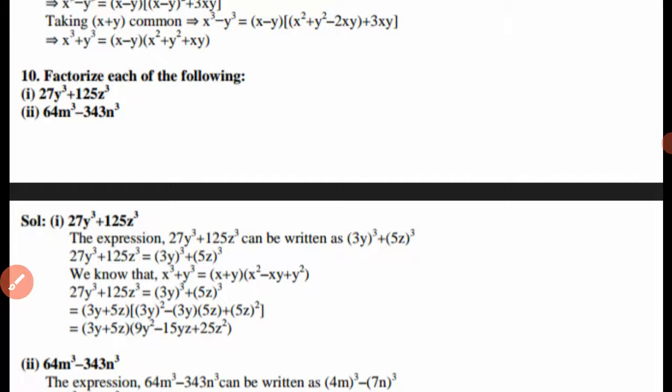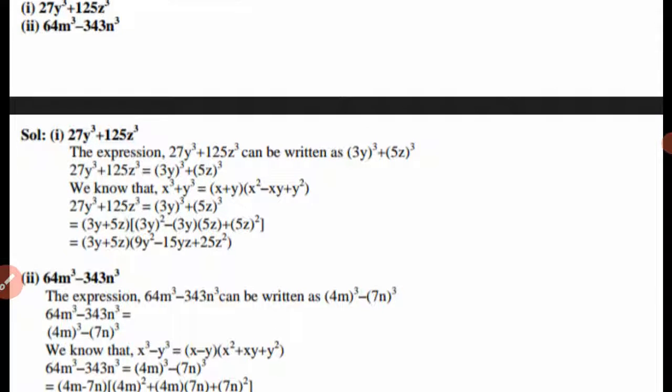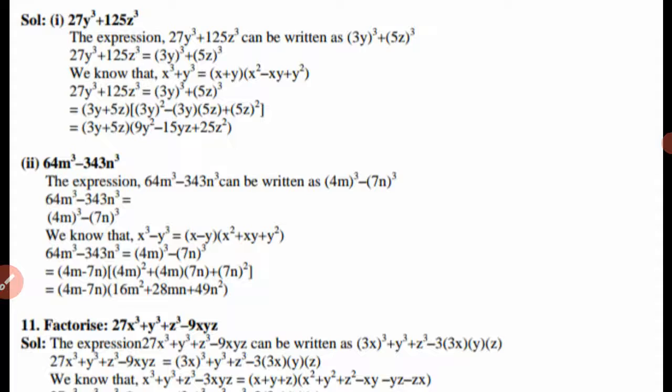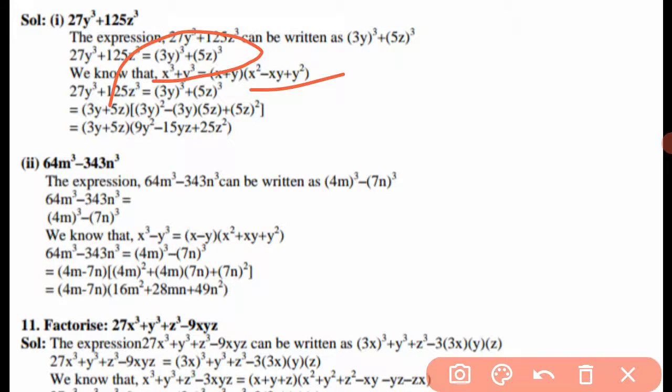Now in question number 10, factorize the following. In the first part, 27y cube plus 125z cube, and in the second part, 64m cube minus 343n cube. Now the first expression, 27y cube plus 125z cube, can be written as 3y whole cube plus 5z whole cube. Now we know that x cube plus y cube equals x plus y in bracket x square minus xy plus y square.